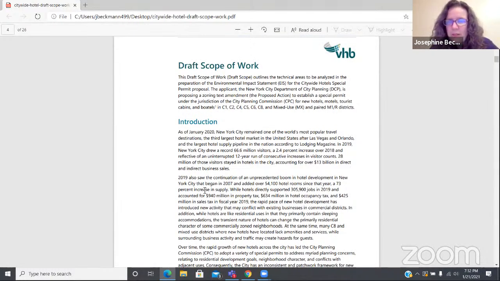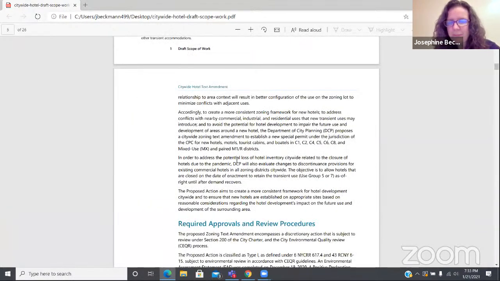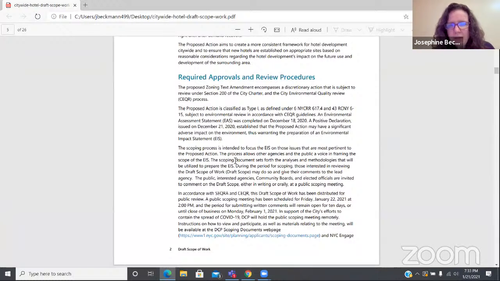Right. So I put up the draft scope of work. It would require a special permit, meaning a community hearing, for any new hotels, motels, botels in C1, C2, C4, C5, C6, C8, and mixed use properties. Similar to what was done in the M1 district, there would be review of bulk and size. I'll just put it up here.